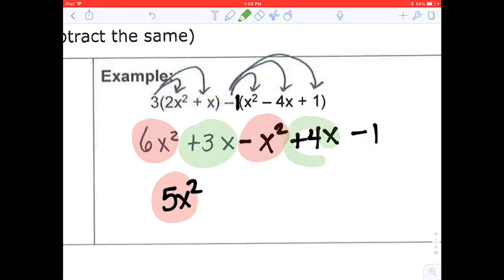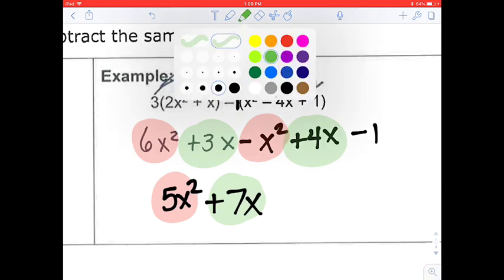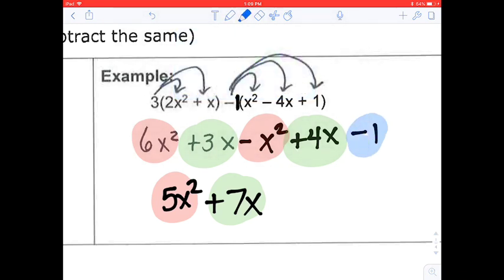3x can combine with 4x. 3 plus 4 gives me a positive 7x. And once again, poor Mr. Negative 1. It's the only one, the only plain number. So it's just going to stay negative 1.